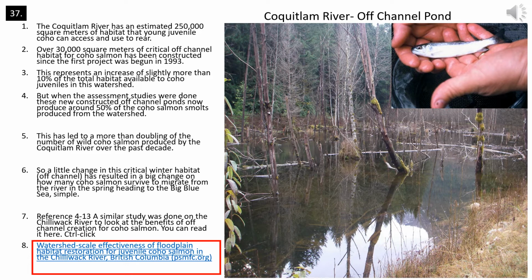But when assessment studies looked at the total number of coho smolts coming out of the watershed, they found that 10% of watershed habitat, critical winter habitat, was producing 50% of the coho smolts coming out of the watershed. Effectively, a relatively small change in the habitat base had doubled the number of wild coho salmon produced by the Coquitlam River. This is a big deal.